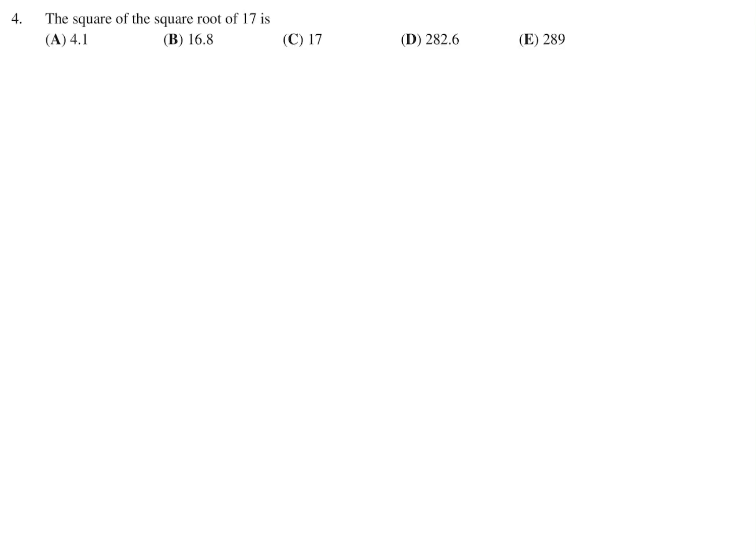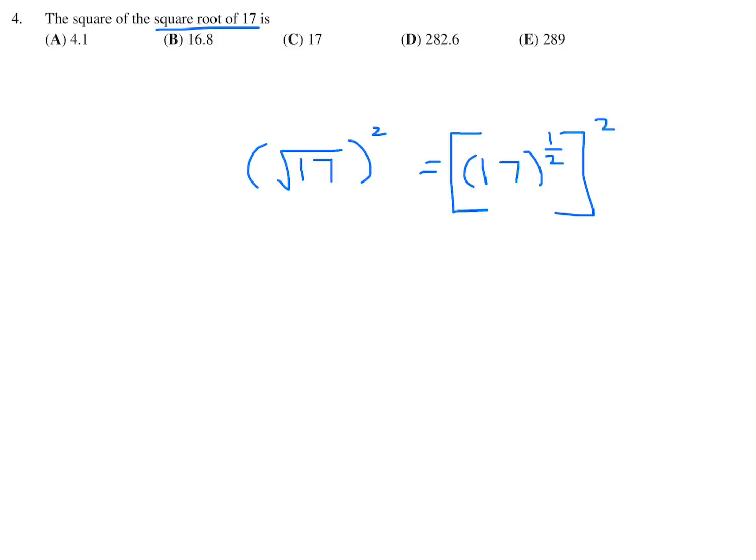The square of the square root of 17 is, so first you take the square root of 17, and then you take the square of that. Well, the square of the square root is just the number. And if you're not convinced, we can convert the square root sign into its exponent form, and it's a half. Square root basically means an exponent of a half.